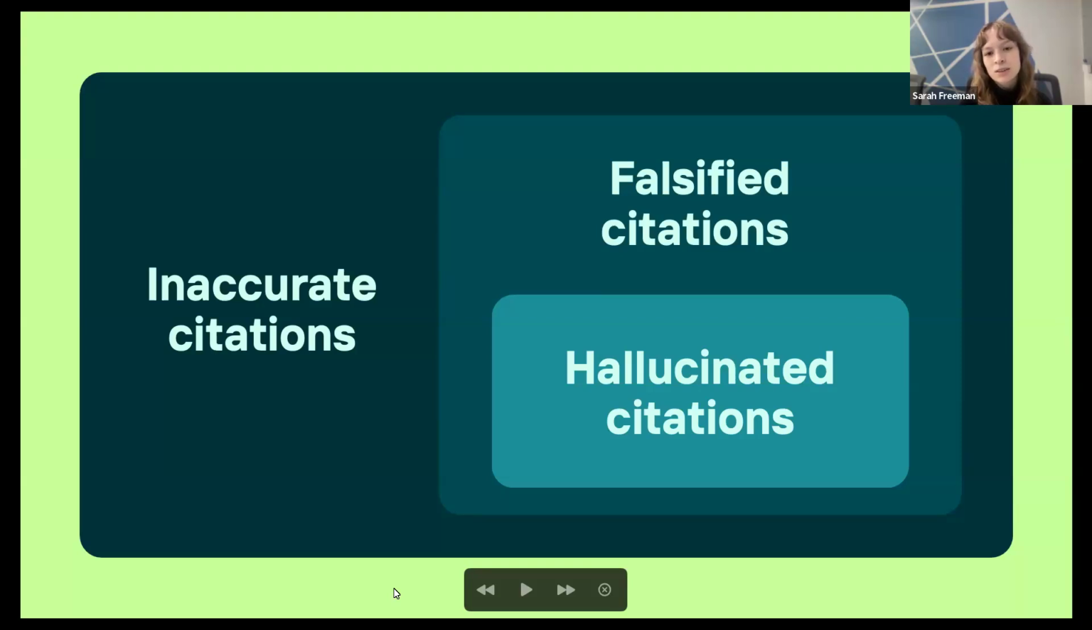And hallucinated citations are a subset of these. Hallucinations are specific to LLMs. They are what happens when an LLM gives some information and then it gives a citation that is completely made up, that purportedly that information came from. So there's no original source there. Hallucinations are set apart by the fact that they often appear to be very legitimate. They're very plausible. That's because of how LLMs parse information.